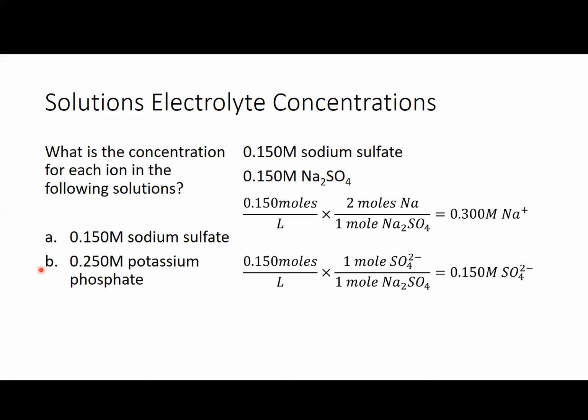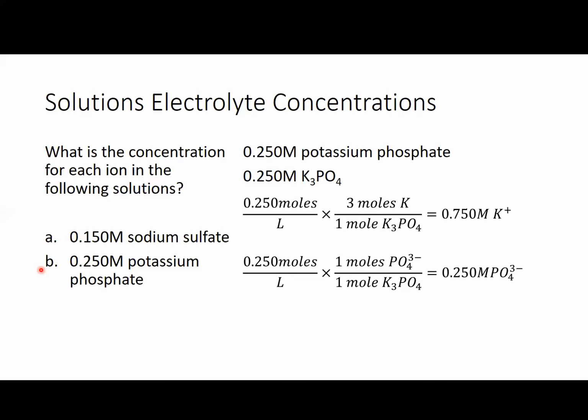Okay. So now I've got a 0.25 molar solution of potassium phosphate, and it's laid out in the very same way, so I'm not going to really do it line by line. Basically, I need to know the formula, K3PO4. And I've got a 0.25 molar solution. And for every mole of potassium phosphate I have, I've got 3 moles of potassium. So 0.25 times 3 is 0.75. For every mole of potassium phosphate I have 1 mole of phosphate. So it's 0.25.